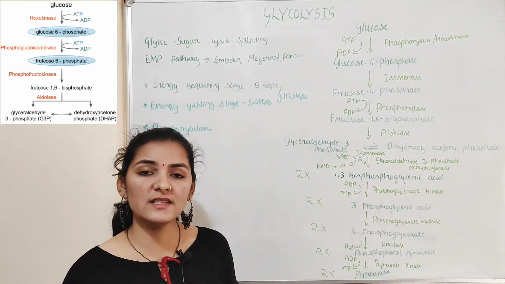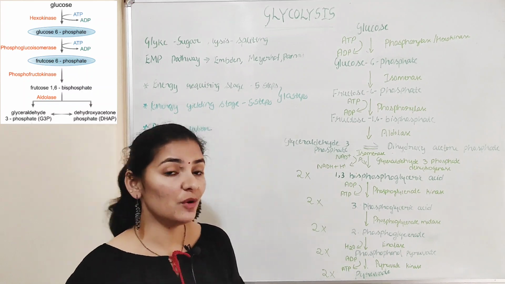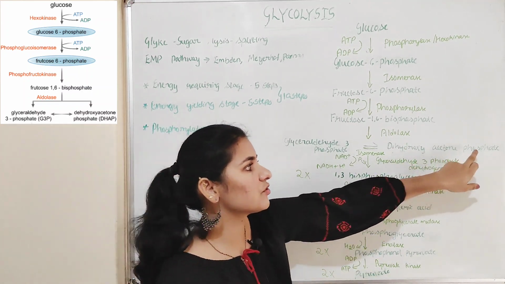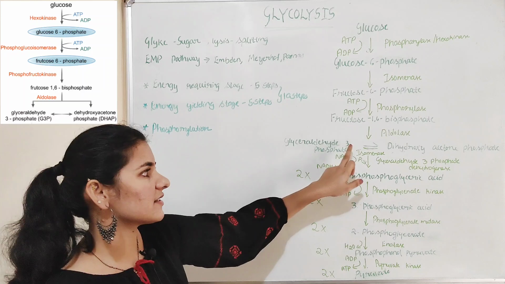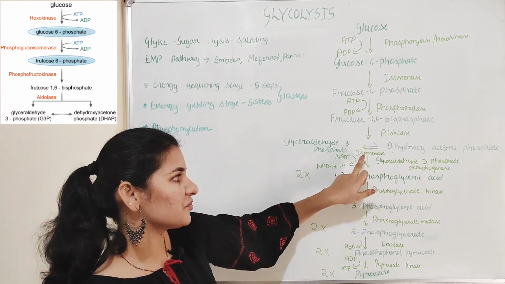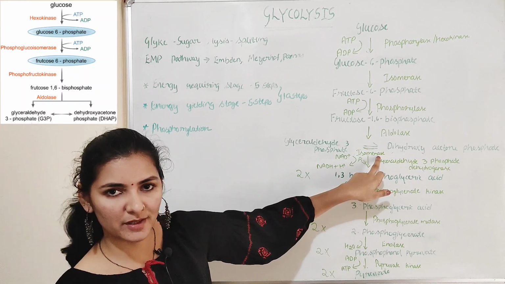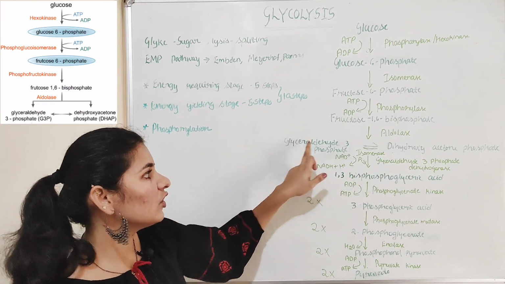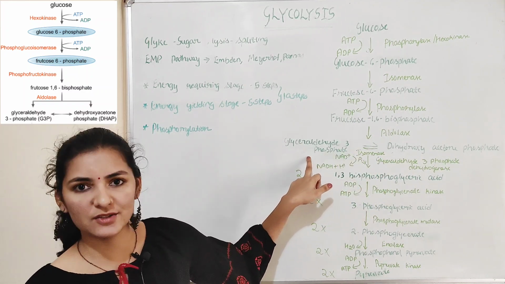the isomers, meaning they can be interchangeable, which means dihydroxyacetone phosphate can be converted into glyceraldehyde 3-phosphate, and this interchanging process is catalyzed by the enzyme known as isomerase. So finally, 2 molecules of glyceraldehyde 3-phosphate are formed.